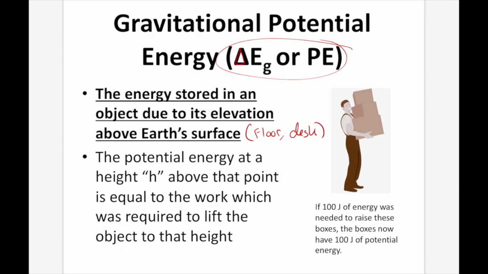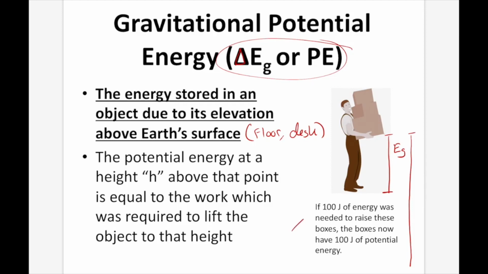So for this example here, we could have these boxes relative to the ground, to the floor, and that would have an EG. But then you could also say the EG for these boxes relative to the center of the Earth, which would be obviously much bigger. So it's always relative to something else. Now the potential energy at a height h above that point is equal to the work which was required to lift the object to that height.